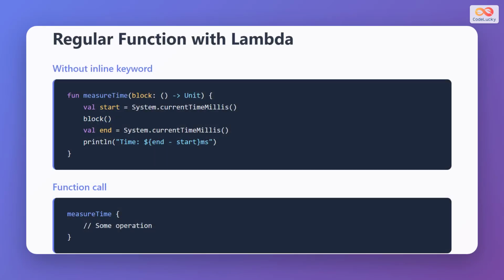Let's look at a regular function without the inline keyword. Here we have a function called measureTime that takes a Lambda block as a parameter. This function captures the start time, executes the block, captures the end time, and prints the duration. When we call this function with a Lambda, Kotlin has to create a function object to represent that Lambda. Every time we call measureTime, a new object is allocated on the heap. This object allocation, combined with the virtual method call needed to invoke the Lambda, introduces runtime overhead.